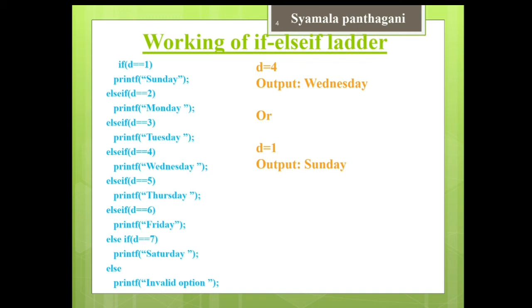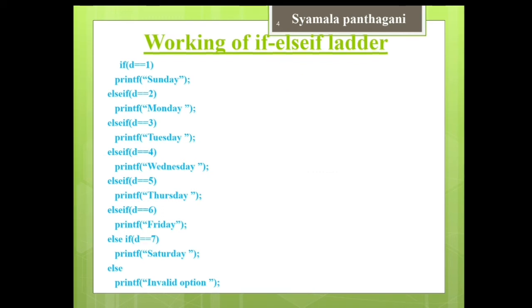Next, I would like to explain with another example, that is d is equal to 8. Is there any eighth condition here? No. The compiler checks all the conditions from 1 to 7. There is no eighth number. That's why it just goes to the last statement, that is the else statement. Here we have written invalid option. That's why the compiler just prints invalid option.